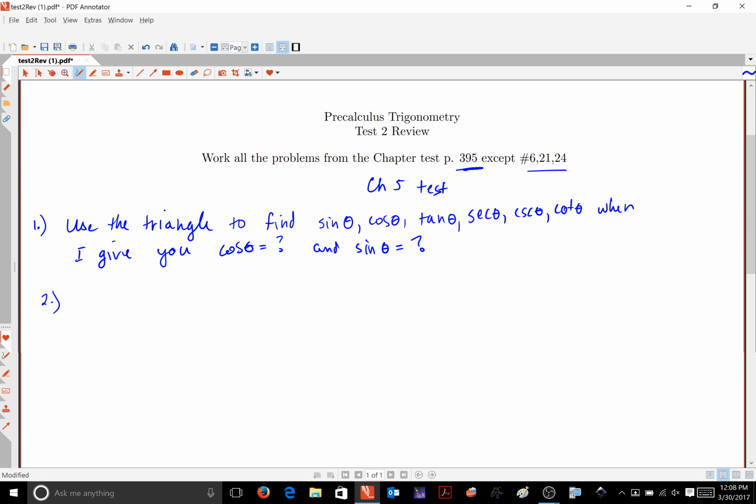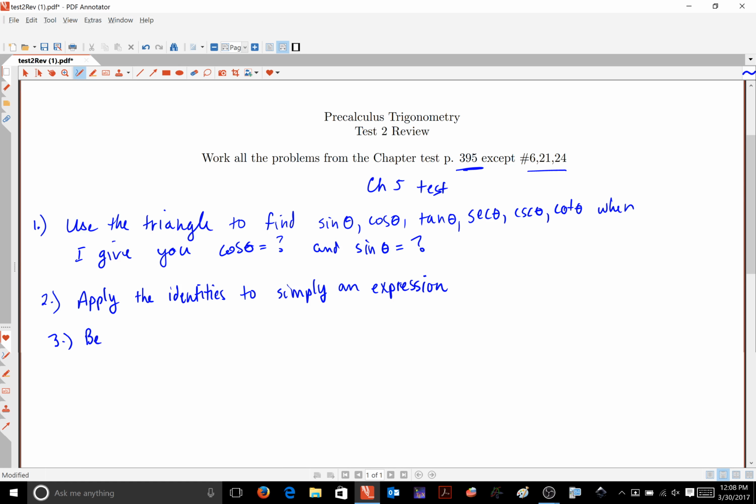The second type of question that you're going to see is applying the fundamental identities to simplify an expression. So you might be multiplying something, you might be adding something, and then to simplify it even further, you apply your identities. Cosine squared plus sine squared equals 1, or that type of thing. So be able to apply your identities to simplify an expression.